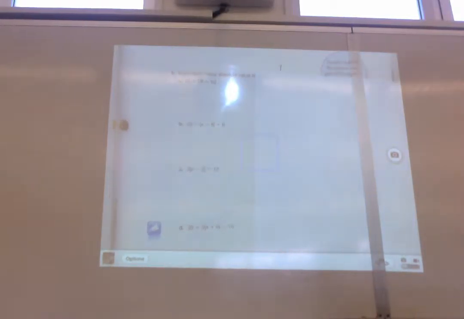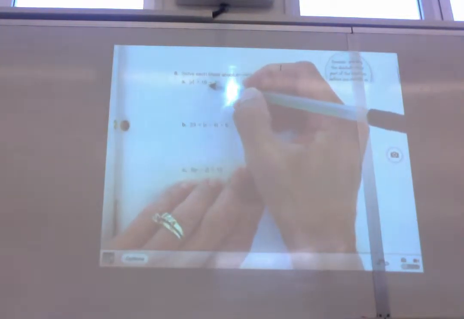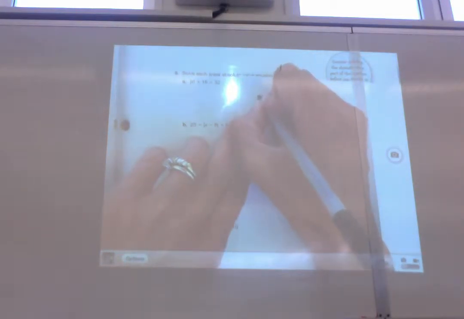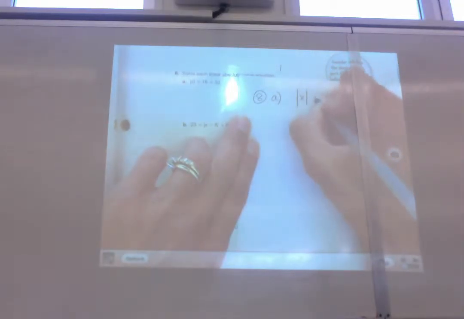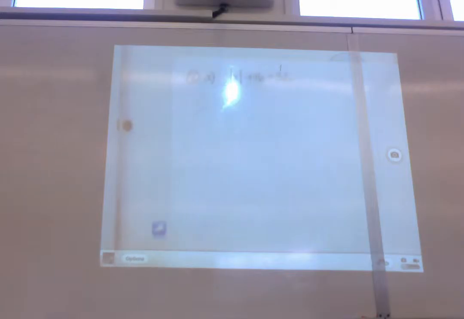Okay. Here's what we need to do in a problem like this. There's things outside of the parenthesis and things inside the parenthesis. This is number 8a. Absolute value of x plus 16 equals 32. Write that down on your paper so we have more space. Before we can look at our positive case, negative case, we need to get the absolute value by itself.